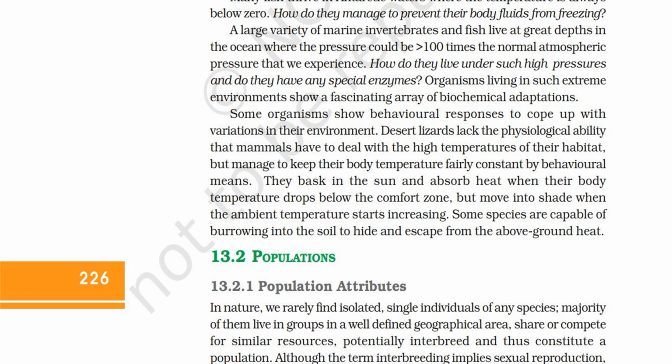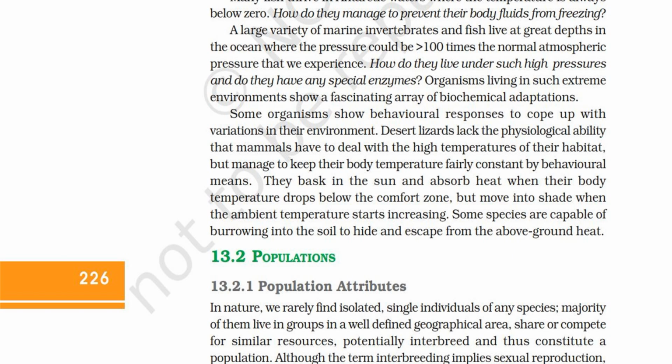Some organisms show behavioral responses to cope with variations in their environment. Desert lizards lack the physiological ability that mammals have to deal with the high temperatures of their habitat, but manage to keep their body temperature fairly constant by behavioral means. They bask in the sun and absorb heat when their body temperature drops below the comfort zone, but move into shade when the ambient temperature starts increasing. Some species are capable of burrowing into the soil to hide and escape from the above-ground heat.